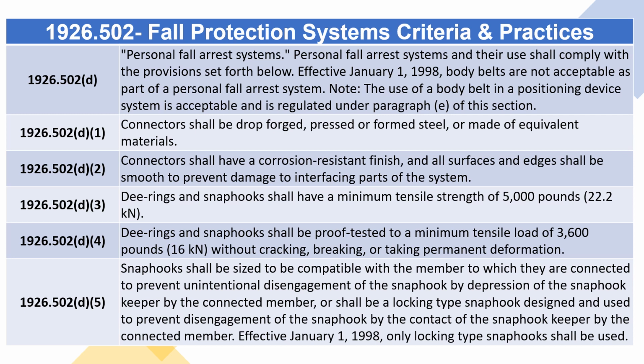1926.502 D5. Snap hooks shall be sized to be compatible with the member to which they are connected to prevent unintentional disengagement of the snap hook by depression of the snap hook keeper by the connected member, or shall be a locking type snap hook designed and used to prevent disengagement of the snap hook by the contact of the snap hook keeper by the connected member. Effective January 1, 1998, only locking type snap hooks shall be used.